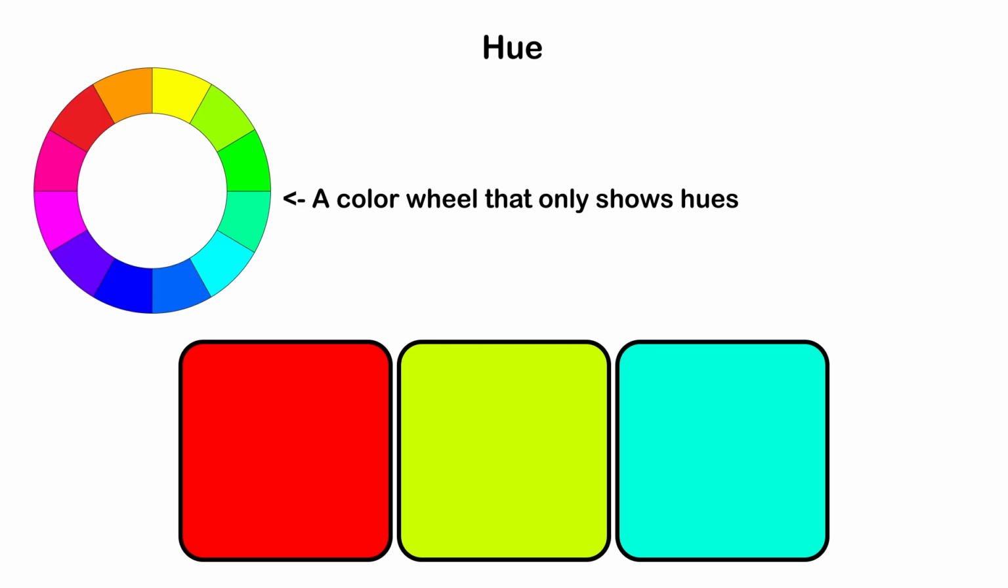Hues are what you may have previously referred to as colors. Now we know that hues, along with values and saturation, are all parts of colors. They include all colors of the visible spectrum from the lower wavelength red to the higher wavelength violet.